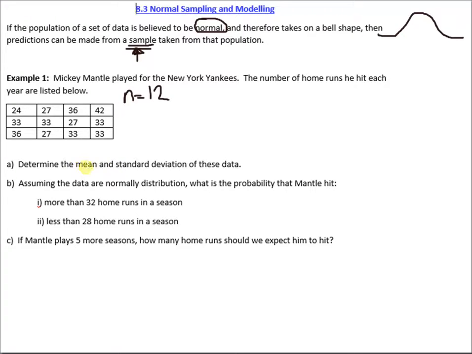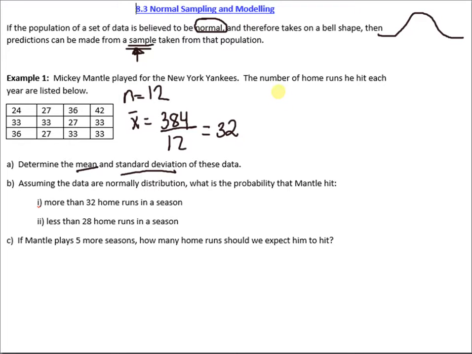Determine the mean and standard deviation of these data. For the mean, instead of using mu, we're going to use x bar, because we're taking this as a sample of every single season played by every single person. If we add up all these, 24 plus 33 plus 36 plus 27, and so on, we get 384, and then we divide that by 12 and get 32. So the average, or the mean, x bar equals 32.